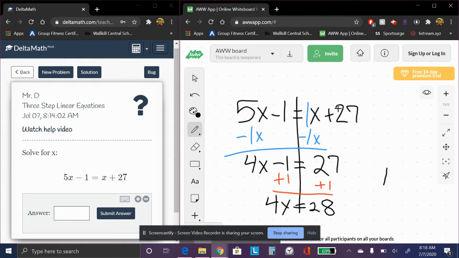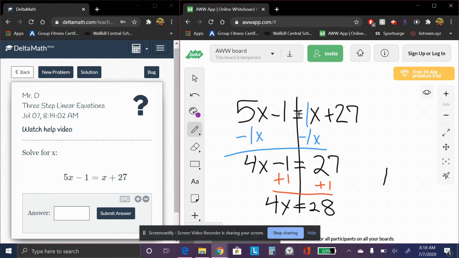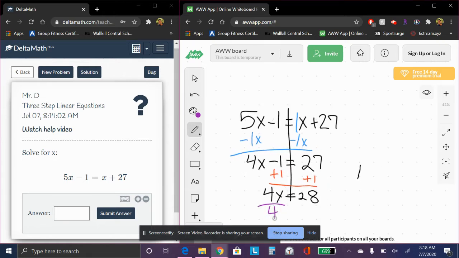Then I'm going to divide both sides by 4. And then I'll get my final answer: x is 28 divided by 4, which is 7. There we go. So in my answer over here, I'm going to put in 7.